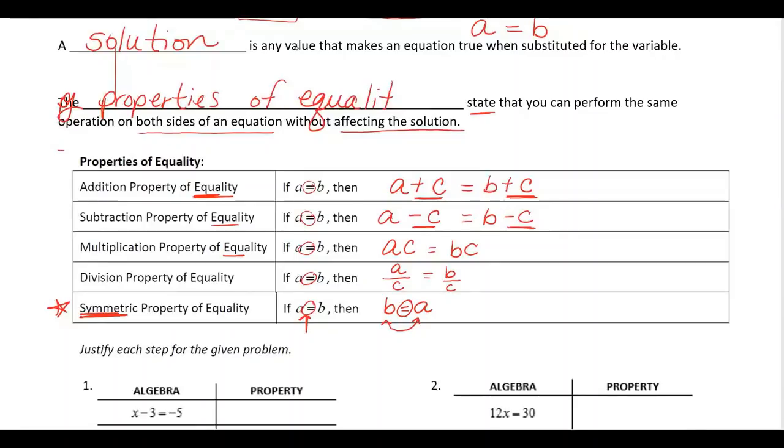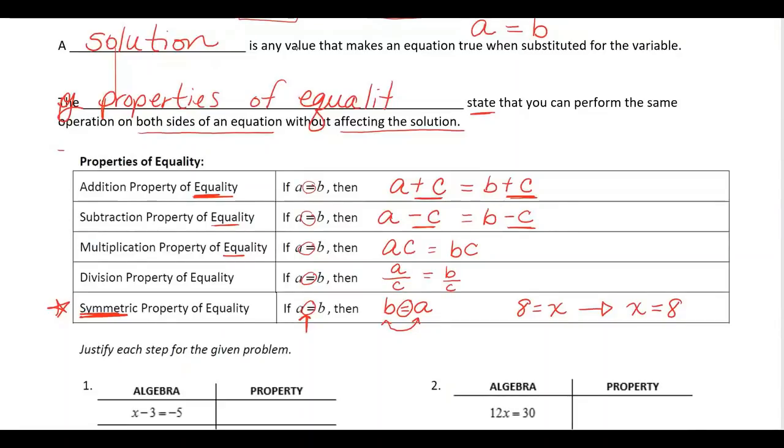Now you may ask, why would I ever need to know that? Well, you would need to know that in many situations. This is the easy situation. If you work an equation out and you get 8 equals x, well, the reason why you can turn that around is the symmetric property of equality. So you can say x equals 8. Those are both the same thing.